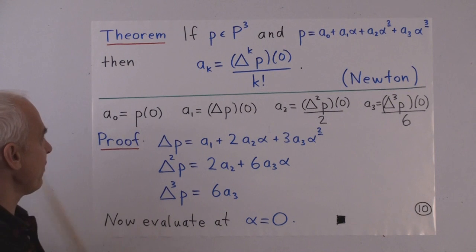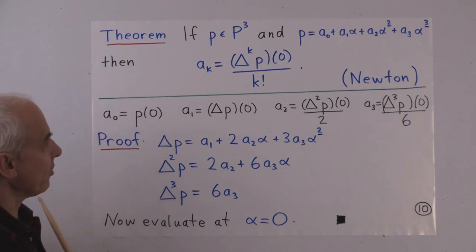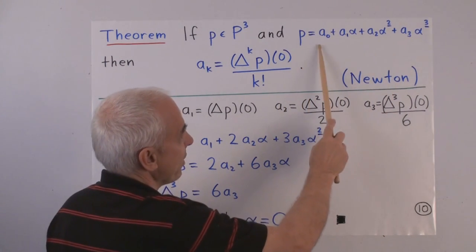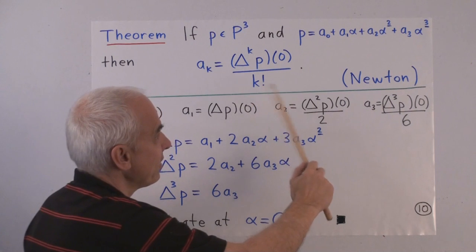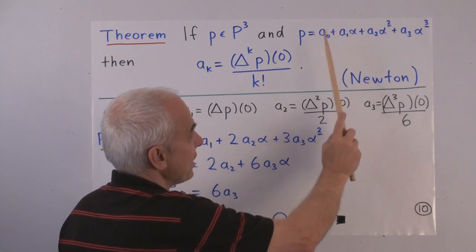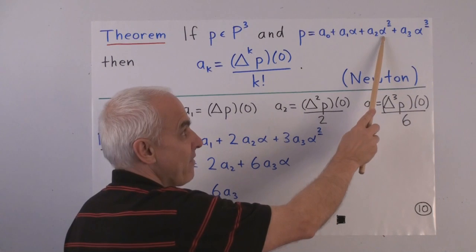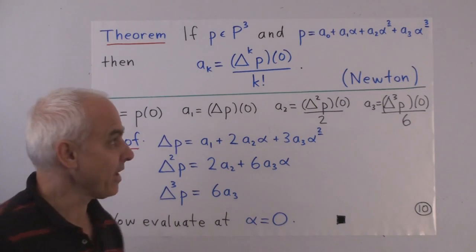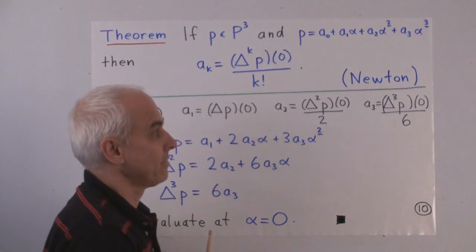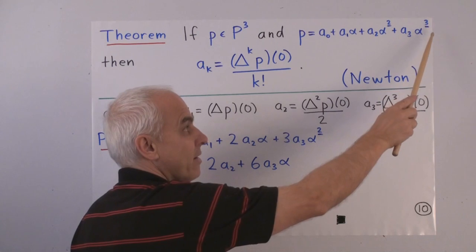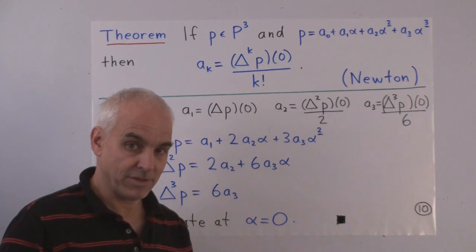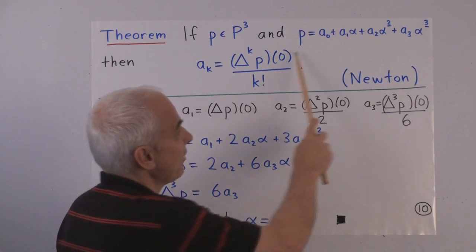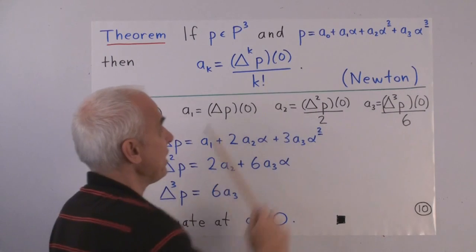Now the first one of these is kind of obvious. A0 equals p of 0. Why should that be true? Well, if you replace alpha with 0 here, you're going to get p of 0 on this side. And here, you're going to get 0. And in this term, you're going to get 0 because alpha to the 2 lowering is alpha times alpha minus 1, and so if alpha is 0, that's going to be 0. Similarly, alpha to the 3 lowering, when you replace alpha with 0, is 0 times minus 1 times minus 2. That's also going to be 0. So plug in 0 here, and you get A0 is p of 0.